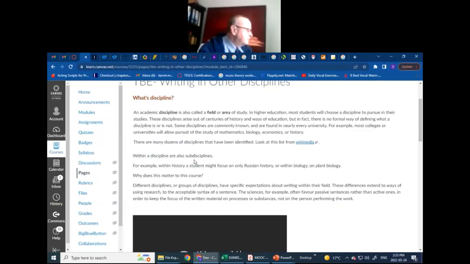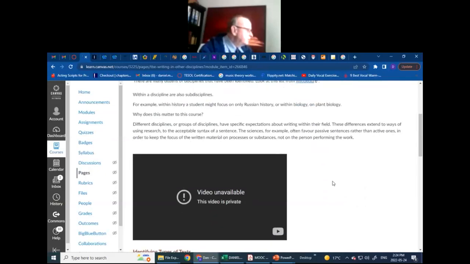Within a discipline are also sub-disciplines. For example, within history, a student might focus only on Russian history, or within biology, on plant biology. Different disciplines or groups of disciplines have specific expectations about writing within their field. These differences extend from ways of using research to the acceptable syntax of a sentence. The sciences, for example, often favor passive sentences rather than active ones, in order to keep the focus on the written material, on processes or substances, not on the person performing the work.